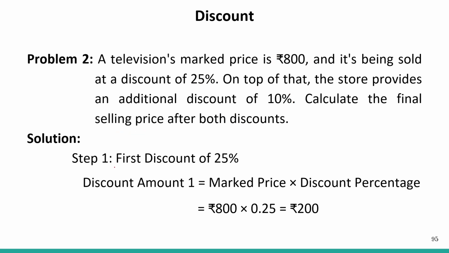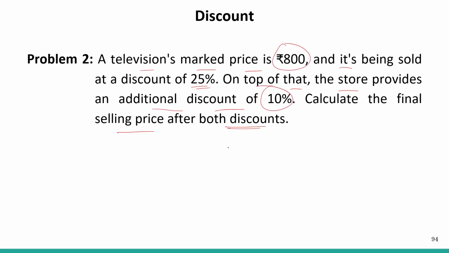Step 1 is the first discount of 25%, because the 25% discount is applied first. On top of that, the store provides an additional 10% discount. We can also use the successive discount formula. If A percent discount and B percent discount are given in succession, then we can use the formula A plus B minus AB by 100.